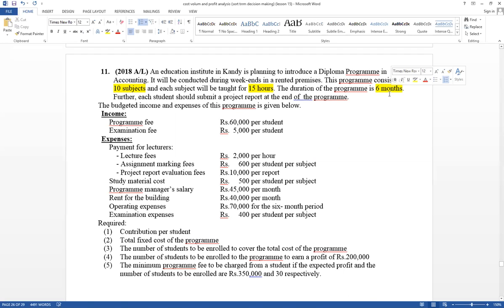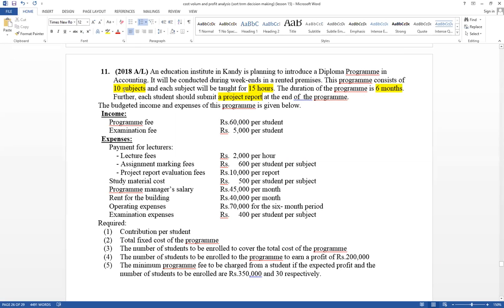Duration is 6 months. 10 subjects are available. Each subject will be taught for 15 hours. Think about the 6 month duration, short term decision making. Further, each student should submit a project report at the end of the program. Very important. Those are the important things.